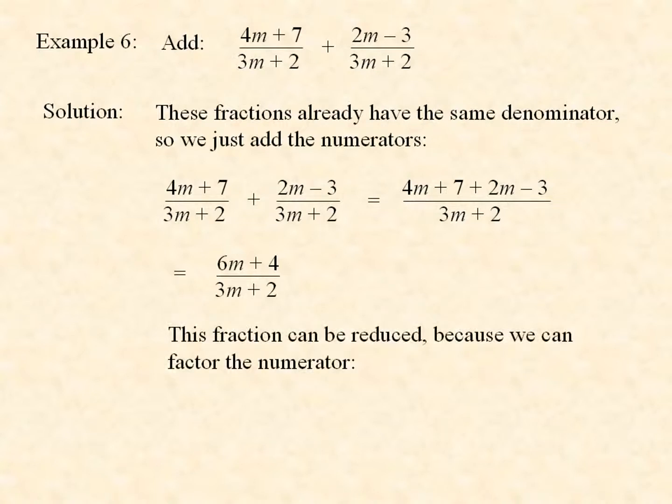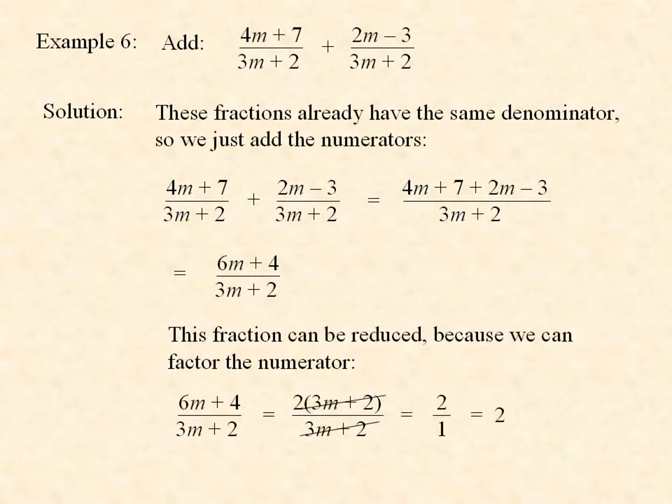This fraction can be reduced because we can factor the numerator. 2 goes into 6m and into 4, so we can factor out a 2. The numerator is 2 times 3m plus 2, and the denominator is 3m plus 2. Now, because we factored, we can cancel the numerator and denominator, and that leaves us 2 over 1, which is 2.